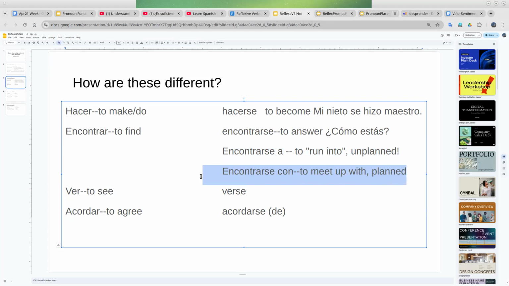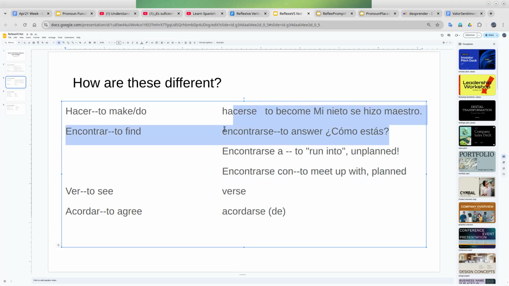That's encontrarse, right? And encontrarse with con means, aha, I did set up a time and I plan to meet the person. So just so you know, the main one that you should get familiar with as a reflexive is this one because it's a way to answer ¿Cómo estás? Me encuentro bien. See? Bien.